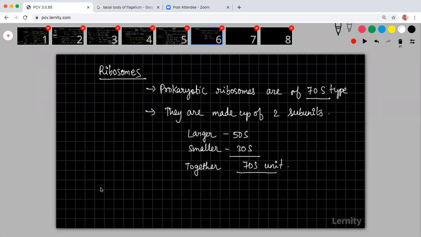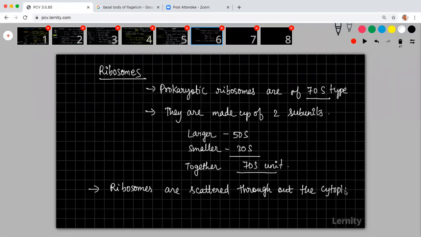The ribosomes are scattered throughout the cytoplasm. Some are attached with plasma membrane.